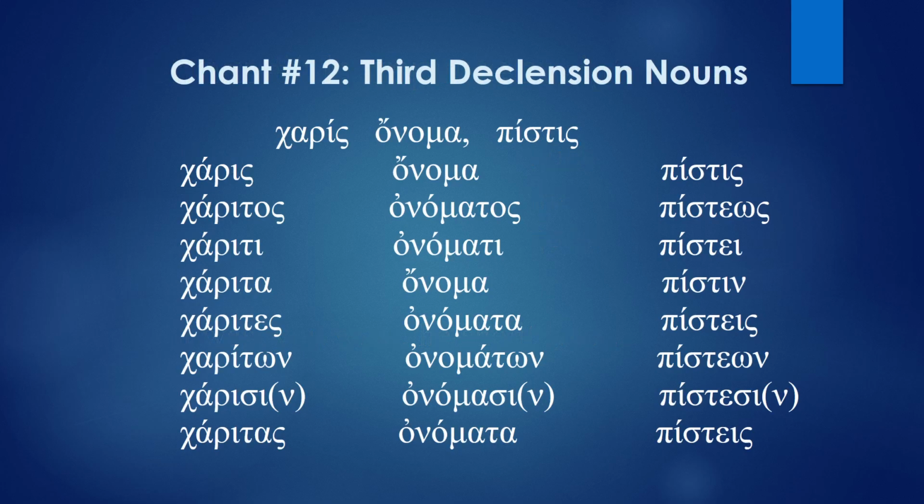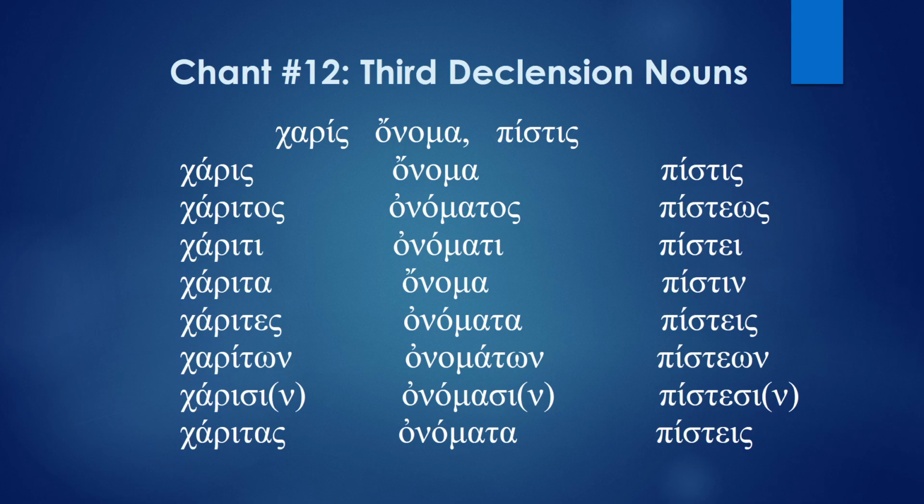Chant number 12, third declension nouns. First form, charis, nominative singular, means grace, as the subject of the sentence. Charitos is a genitive form, singular, of grace. Chariti is a dative singular, to, by, for, at, or with grace. Charita is the accusative singular, meaning grace, as the object of the sentence.